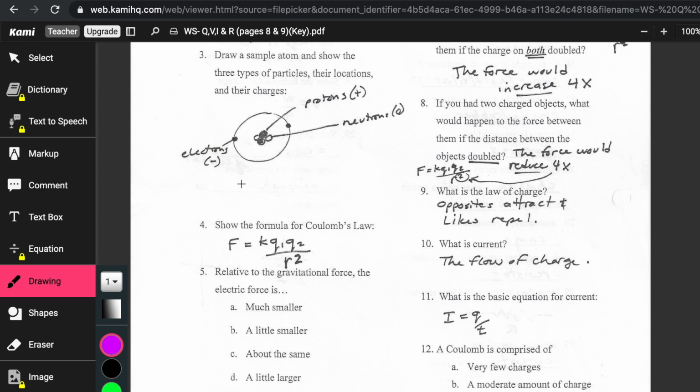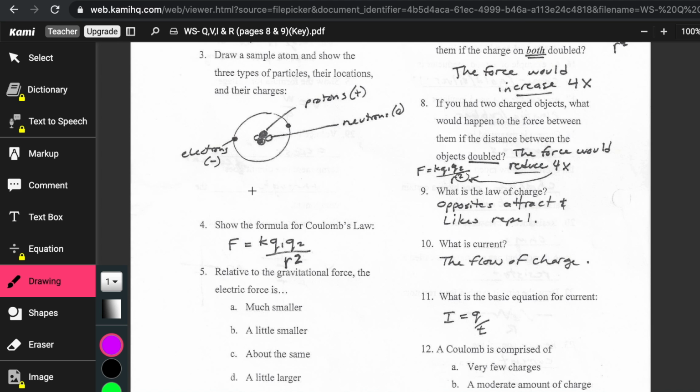Okay, I've shown you this before. I do this a little bit differently. This drawing is acceptable, very acceptable. Protons are positive and they're in the nucleus. Neutrons have no charge and they're in the nucleus. And electrons go around the outside, and they're negative.